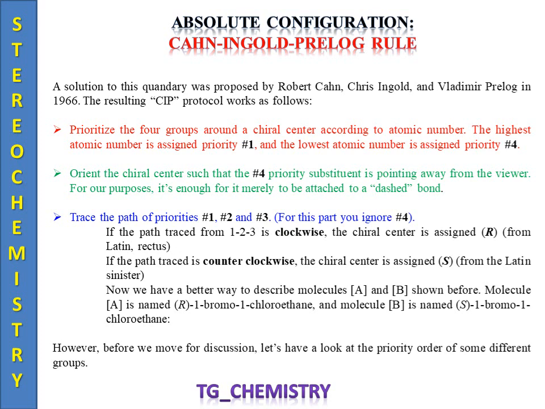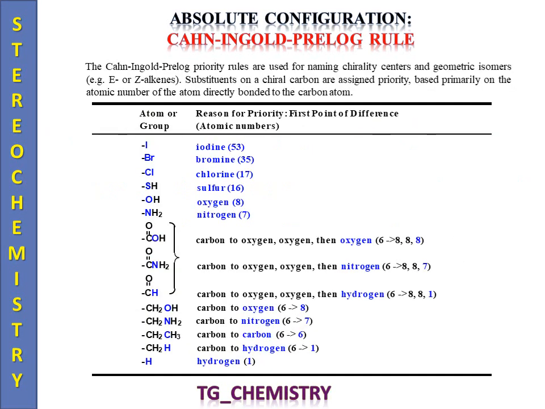Here you can see the different groups are assigned over here, and the Cahn-Ingold-Prelog priority rules are used for naming the chiral centers and the geometric isomers, for example E or Z alkenes, and the substituents on a chiral carbon are assigned priority based primarily on the atomic number of the atom directly bonded to the carbon atom. That is very important. You have to think about the atomic number of the atom which is attached directly to the chiral carbon center. Very important, that point.